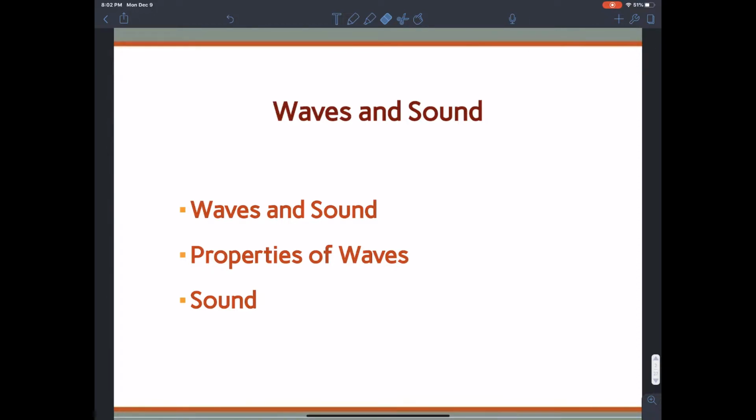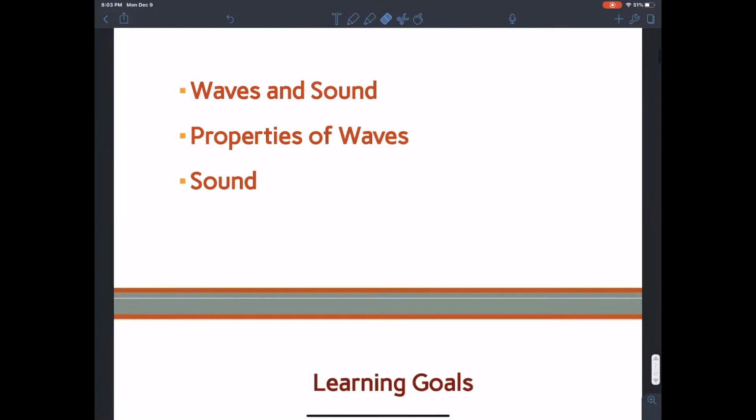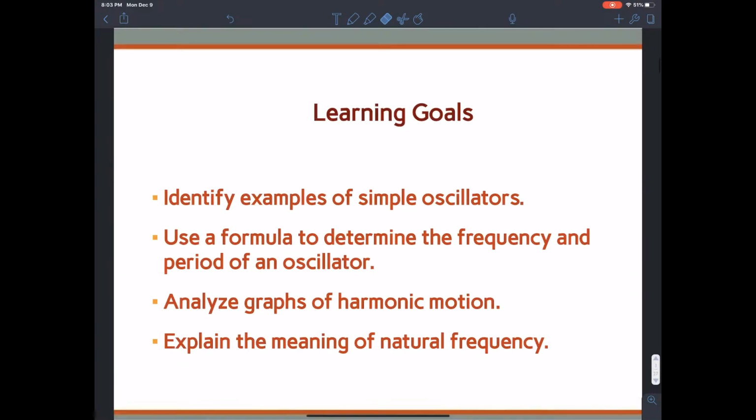What we're going to do is look at some examples of these oscillating waves, and look at what the properties of those waves are. Okay? So the goal for today: identify some simple examples of oscillators. You're going to want to be able to determine the frequency and the period of these oscillators, and then by the end of the class period, be able to graph some of these simple harmonic motions of these objects that are moving back and forth, oscillating. We won't get to the natural frequency today, but we will get to that at another date.